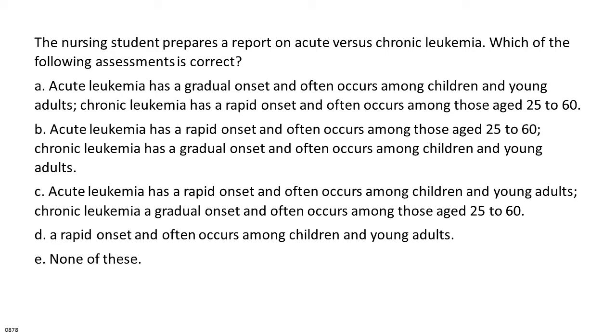B. Acute leukemia has a rapid onset and often occurs among those aged 25 to 60. Chronic leukemia has a gradual onset and often occurs among children and young adults. C. Acute leukemia has a rapid onset and often occurs among children and young adults. Chronic leukemia has a gradual onset and often occurs among those aged 25 to 60. D. A rapid onset and often occurs among children and young adults. E. None of these.